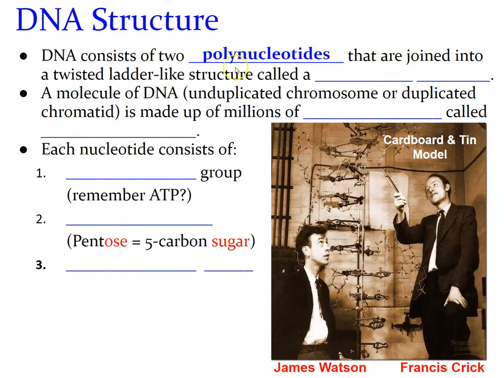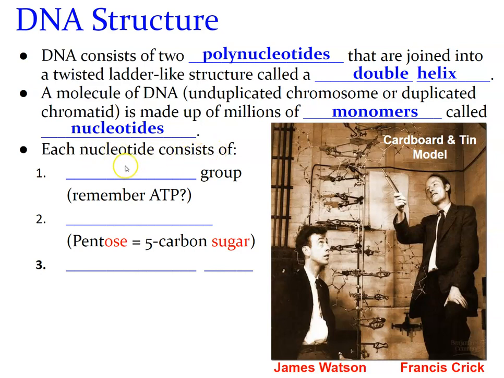polynucleotides that are joined into a twisted ladder-like structure called a double helix. A molecule of DNA, which is an unduplicated chromosome or duplicated chromatid, is made up of millions of monomers called nucleotides. And each nucleotide itself consists of 3 different parts.